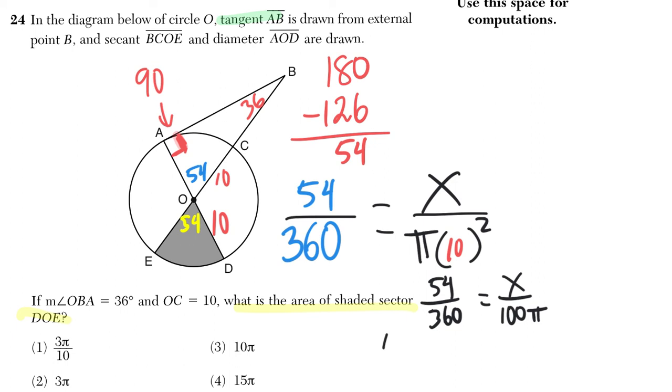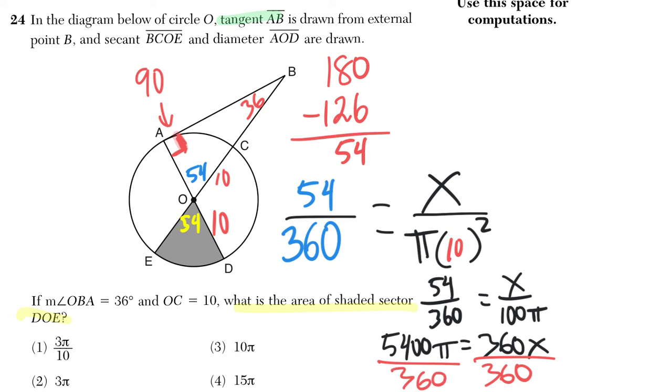And then we've got 5400 pi equals 360x because we just cross multiplied. And then, ladies and gentlemen, because we want to isolate x, when we divide both sides by 360, what do we get? We get x equals 15 pi. Is that an option? It is. It's option number 4.